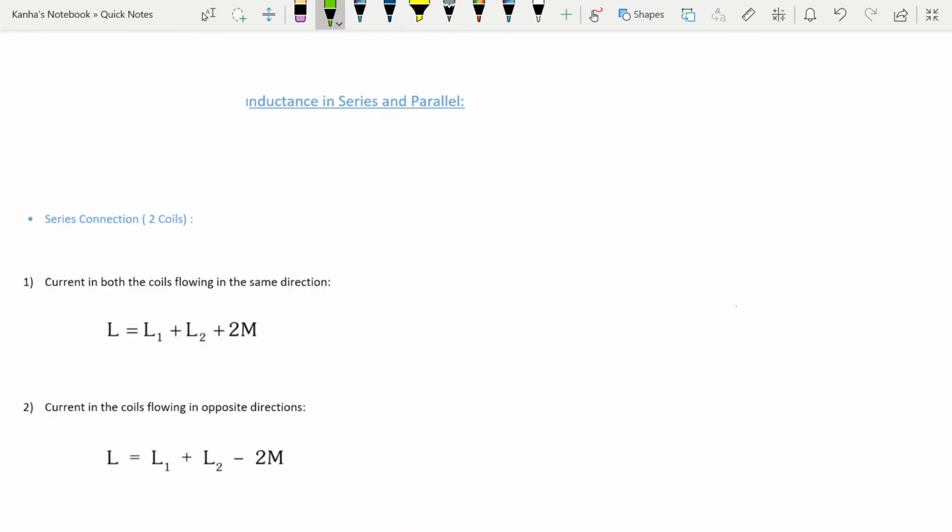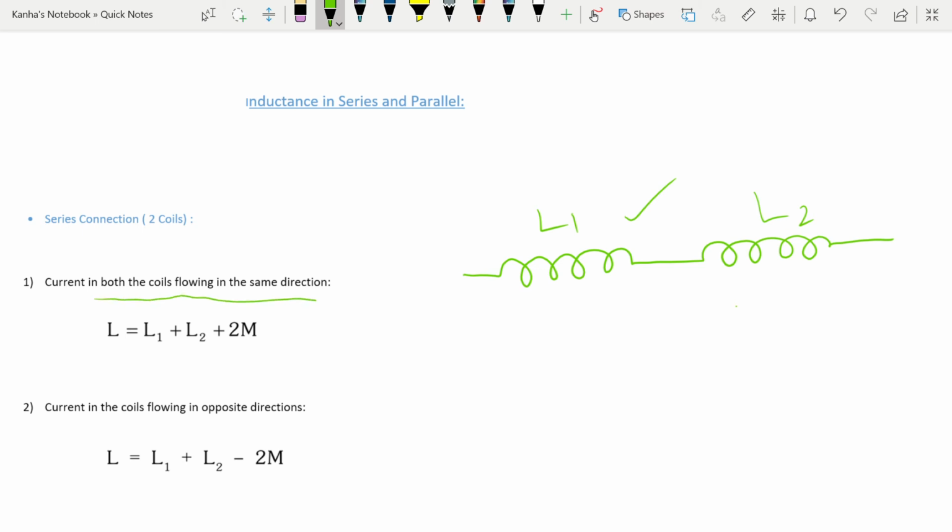Next, let's talk about inductance in series and parallel. If you have two inductors in series, first of all, let me tell you what an inductor looks like in a circuit. It is given by this diagram. Let this have an inductance L1, this has an inductance L2, and the coefficient of mutual inductance between them be M. If the current in both the coils is flowing in the same direction, then your net inductance is equal to L1 plus L2 plus 2M.